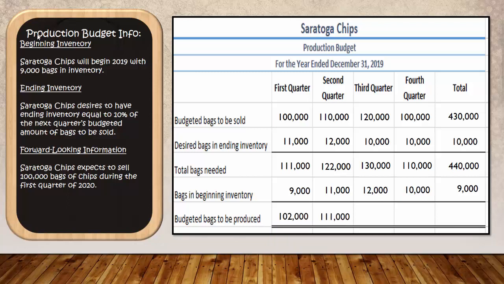And we repeat these steps for each of the other quarters. In the second quarter, we needed 122,000 bags of chips. We started the period with 11,000. That means we need to make 111,000 during the quarter. We need to make 118,000 bags during the third quarter, and we need to make 100,000 bags during the fourth quarter. In total, we're going to have to make 431,000 bags of potato chips during the entirety of 2019.